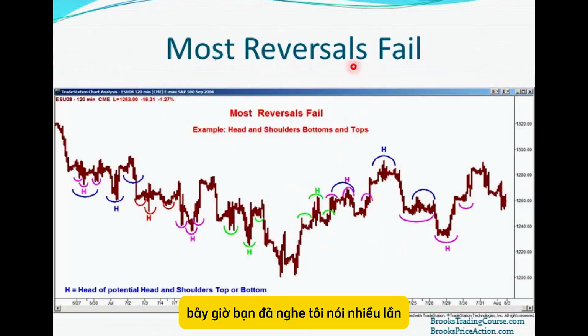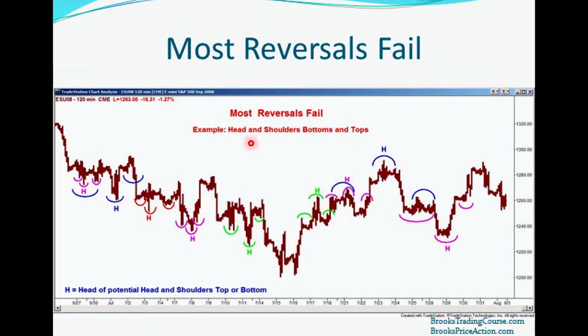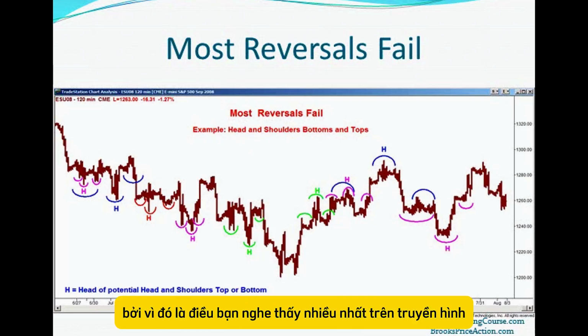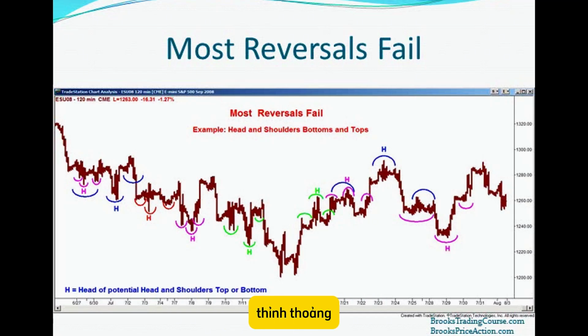Now, you've heard me say repeatedly that most reversals fail, and the reversal pattern that I tend to pick on the most is the head and shoulders pattern, because that's the one you hear the most on television or in books, that, oh, wow, it's a head and shoulders top or it's a head and shoulders bottom, and therefore the market will reverse. No. If you see a head and shoulders top, it's probably a bull flag. If you see a head and shoulders bottom, it's probably a bear flag. Every now and then, you get a reversal instead of a continuation of the trend.